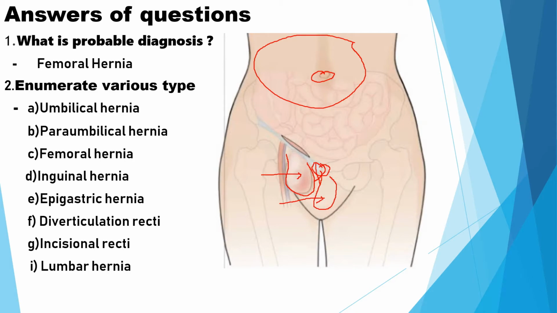Then next is divarication recti. This is a little bit complex and related to the abdominal region. I will explain this. This is mainly related to your rectus abdominis muscle. These are your right and left rectus abdominis muscles, and these two are joined by the linea alba. This middle portion is called linea alba, where the tendons of all the abdominal muscles are inserted.